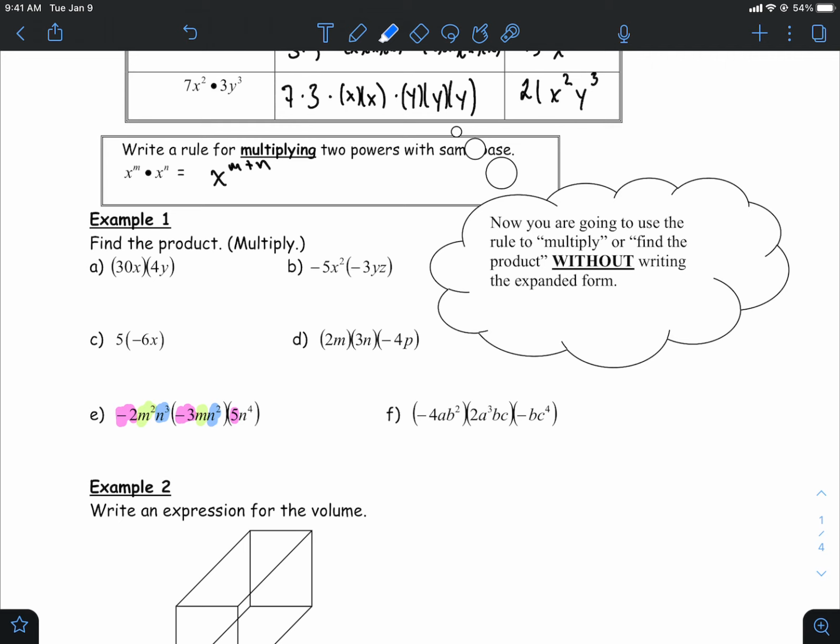And you know when things are the same color or the same base, you just add the exponents. Okay? If this is where you're at, I'm okay with this. Write it in expanded form first: -2 times -3 times 5 multiplied against M. I don't know if you need to do this or not. I don't anticipate you do, but nonetheless, it's here for you, and I'll write the answer in a sec. And then you're going to have N times N times N multiplied against, oh, there's 4 N's in the last one.